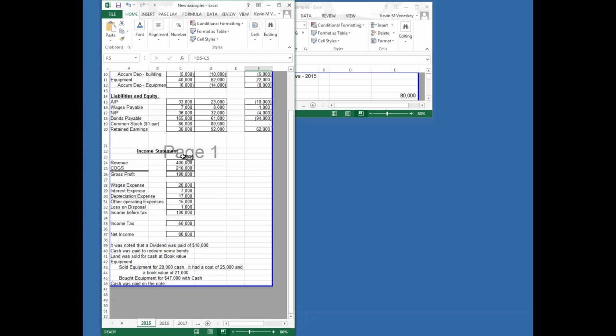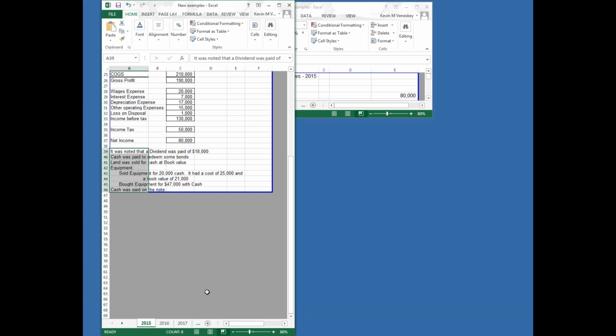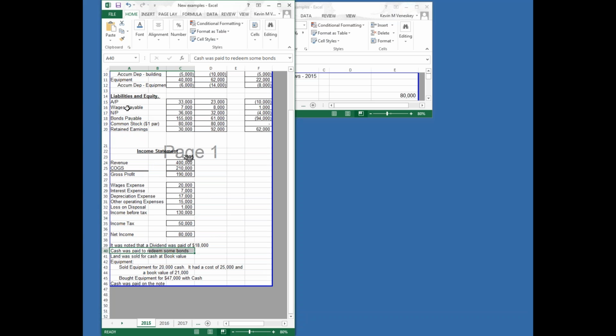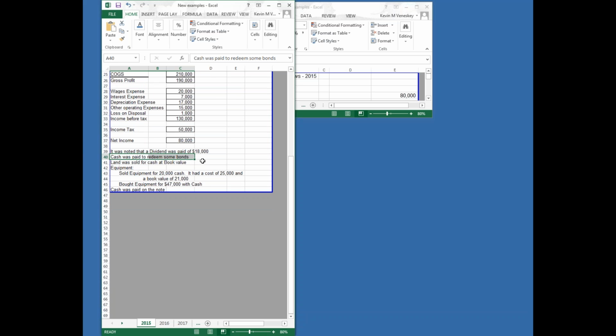I then have the second item that I told us we needed, the income statement. And then the third thing that we needed were our notes. So some notes that you see here. Cash was paid to redeem the bonds. Another word for bonds, we can input note payable if that helps, or mortgage payable. I know we didn't talk about bonds in class, but bonds are just another way to raise money long term that we do have to pay back.